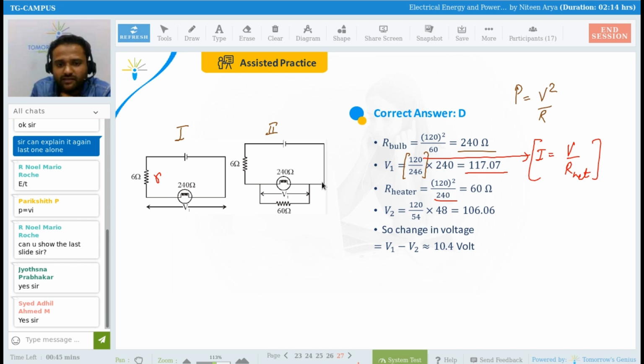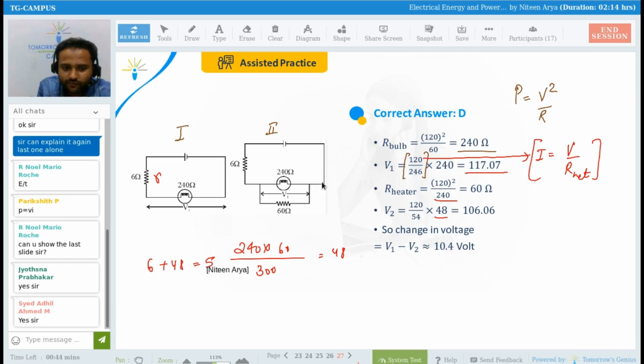Tell me, this R net is the parallel combination, which is 240 into 60 divided by 300, and then plus 6. This is 48, and then R is in series, so 6 plus 48 gives you 54. But I want only my voltage here, which is going to be R23 equivalent, where this is 2 and this is 3. That is going to be 106.06, and then the change in voltage.